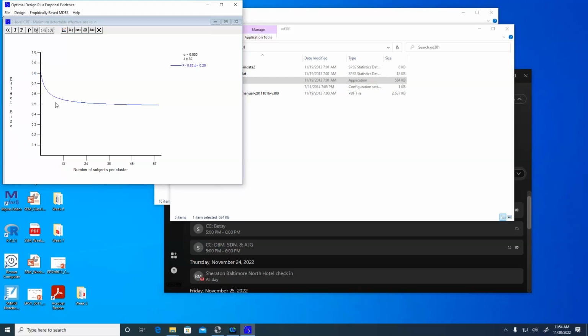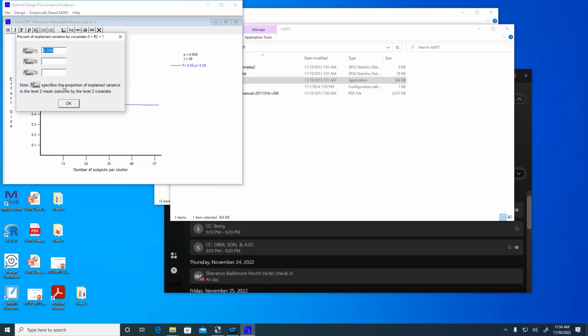And then here, we haven't done anything with this yet. But this is the proportion, and you can see it's the proportion of explained variance in the level 2 mean outcome by the level 2 covariate. Luckily, it kind of tells you what everything is. So this is like adding a level 2 covariate, like we talked about. And it's the proportion of explained variance, like an R squared. So let's go ahead. I'm going to put in like 0.25.